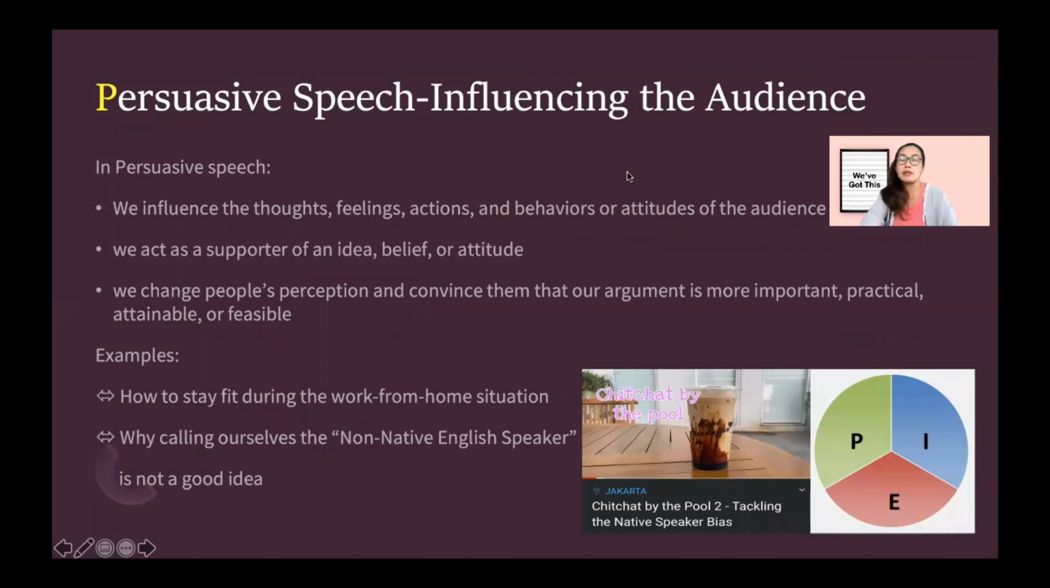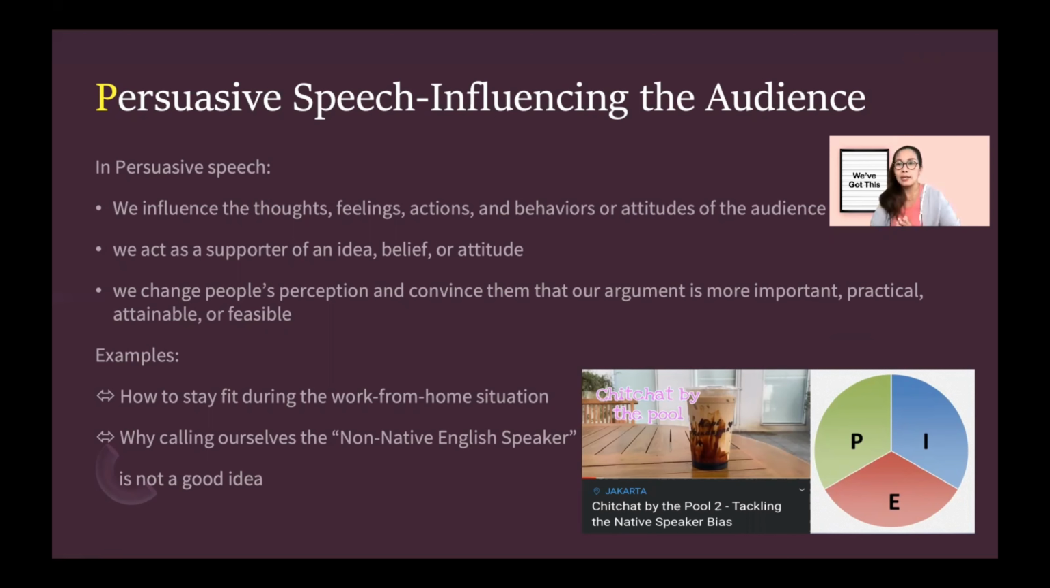The first one is the P in pie. So you see the picture of coffee here. This is for persuasive speech. The goal of the speech is to influence the audience. In this particular speech, we influence the audience's thoughts, feelings, actions, and behaviors or their attitude according to the topic that we deliver in the speech.